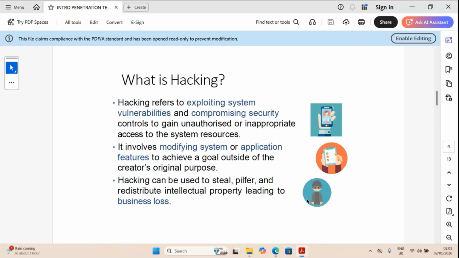Hacking involves modifying systems or application features to achieve a goal outside of the creator's original purpose. Hacking can be used to steal, pilfer, and then redistribute intellectual property, leading to business loss.